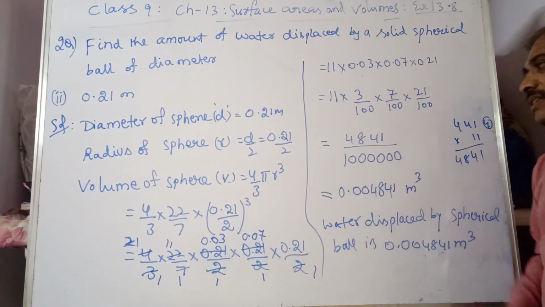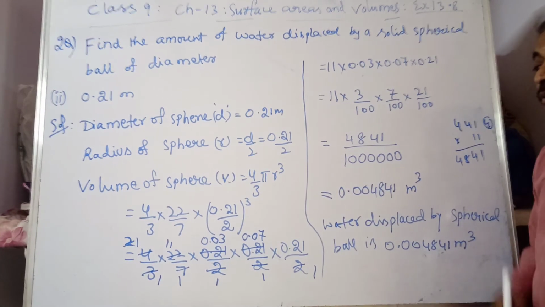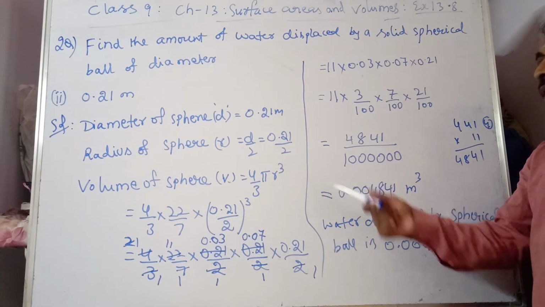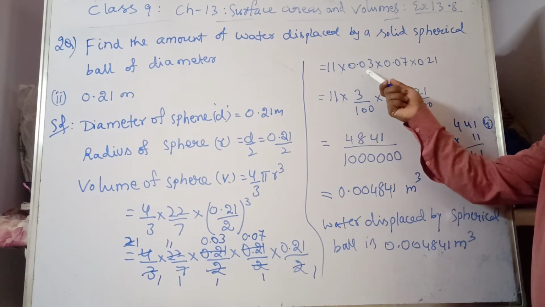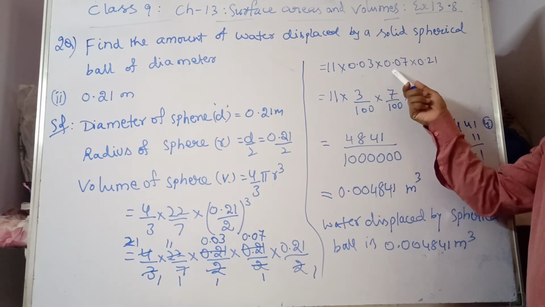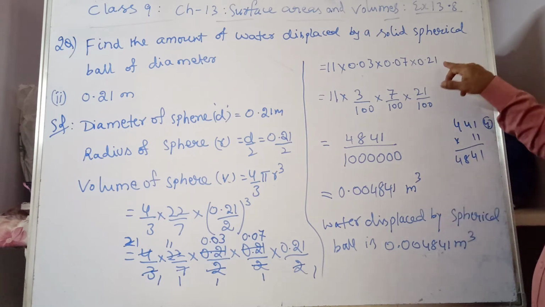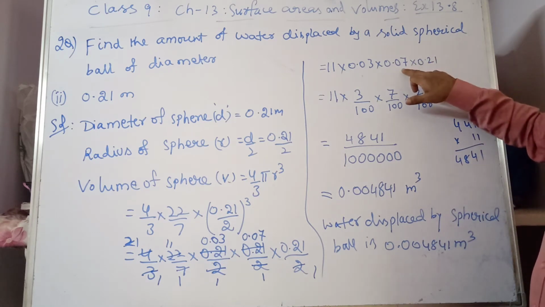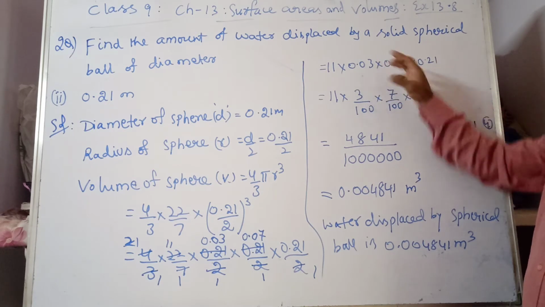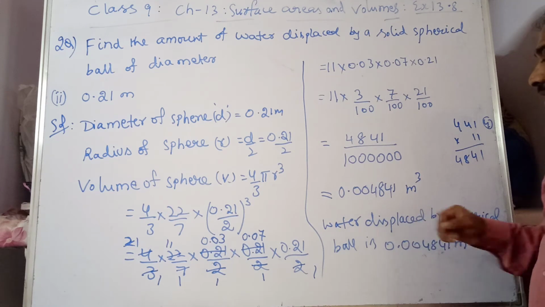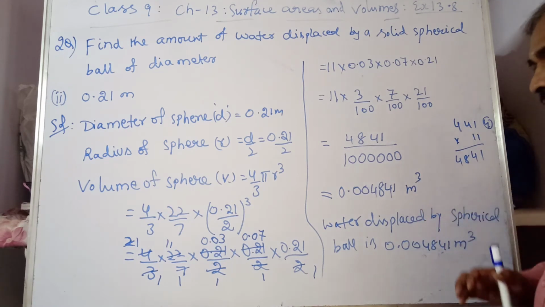So what we are doing here, we are finding first volume. Diameter is given, so when diameter is given, we need to find out its radius, and the volume of the sphere is 4 by 3 pi r cube, 0.21 by 2 whole cube, and we simplified, converted this 0.03 as 3 by 100, 0.07 as 7 by 100, 0.21 as 21 by 100. Even you can multiply like this also, 21 into 0.21 into 0.07, that answer into 0.03, that answer into 11, you get the same answer. I hope it is clear to you. Do you understand? Right.